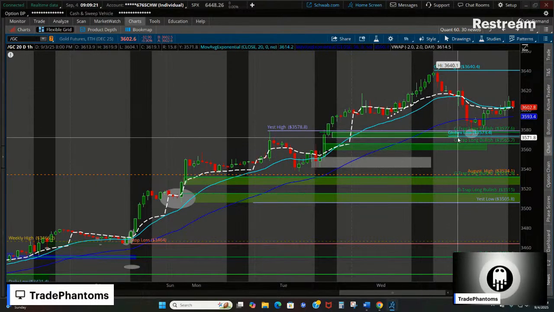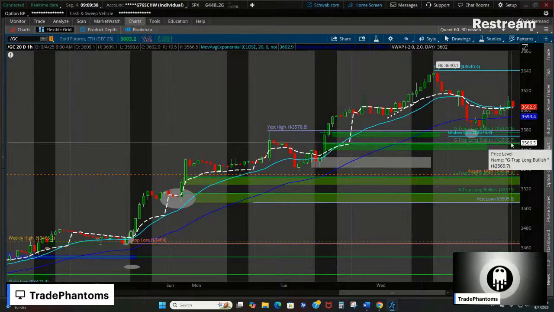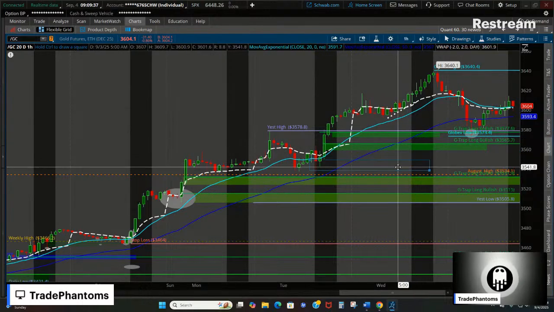So this has already got tested. Nice little bounce out of that level there. Classic G-trap. Beautiful. Shout out to the team. In the event that we just break this Globex low, we still have an impulse, basing impulse right below there. So keep on the dock. I would suggest 35.65 potentially, and we can't ignore this whole level down in here as well.